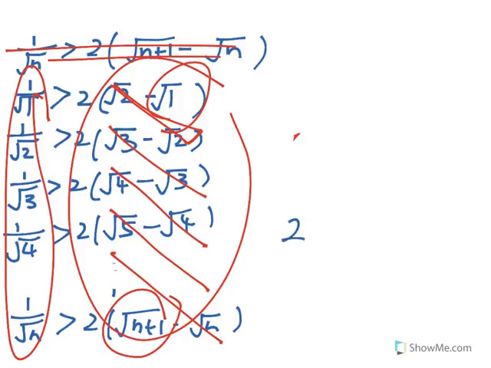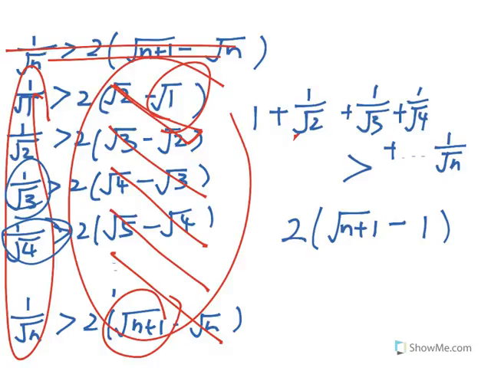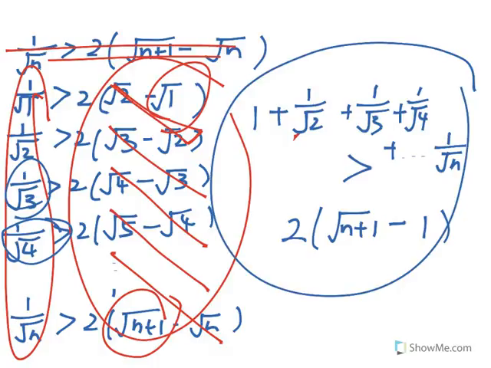On my right hand side, I'm left with 2 times square root n plus 1 minus square root 1, which is just 1. On the left hand side, I'm left with 1 plus 1 over root 2, plus 1 over root 3, plus 1 over root 4, plus dot dot dot, up to 1 over square root n. So this is the proof of part 4.